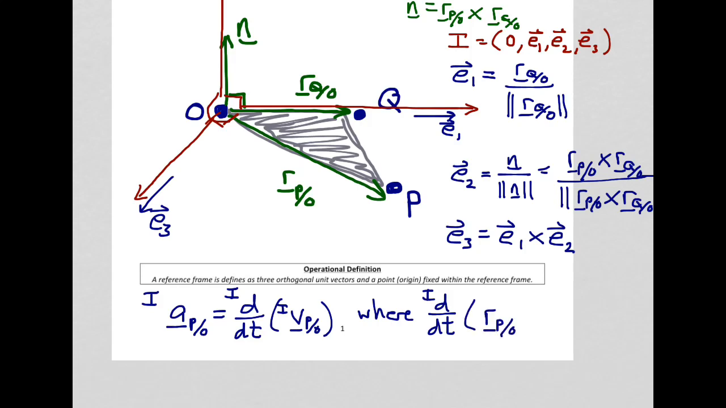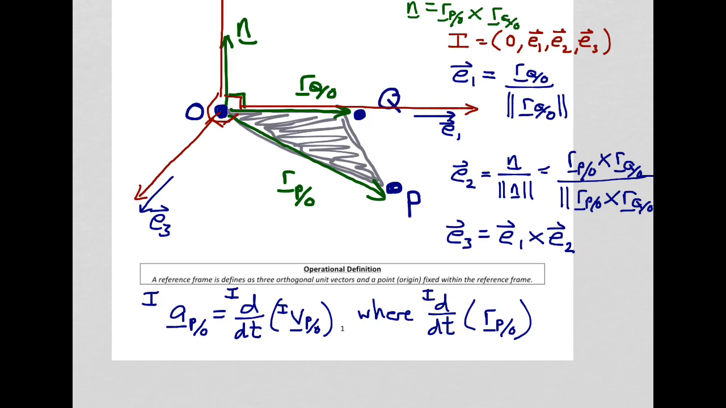And recall that we talked about the time derivative, so that means that the time derivative has to be taken within the inertial reference frame. If we're calculating acceleration, it's the time derivative of the velocity of P with respect to O, calculated in the inertial reference frame, and the velocity in the inertial reference frame is the time derivative within the inertial reference frame of the position vector of P with respect to O.